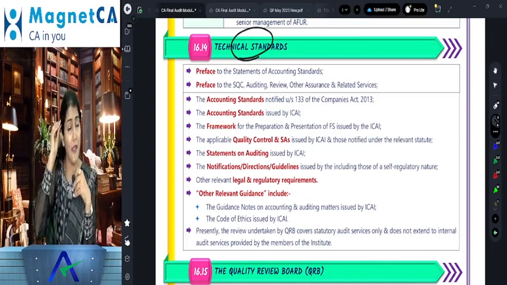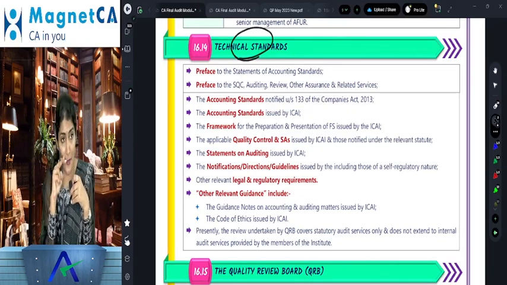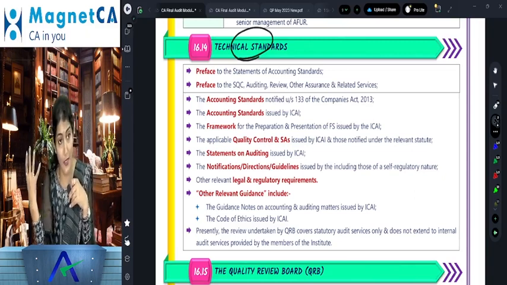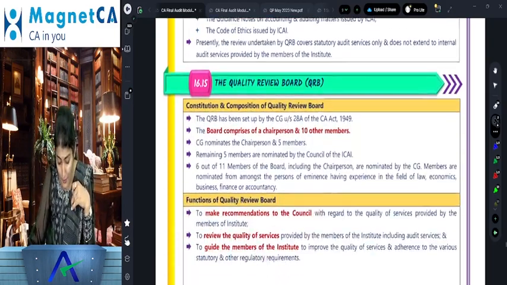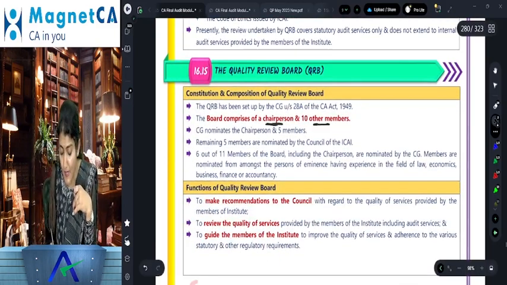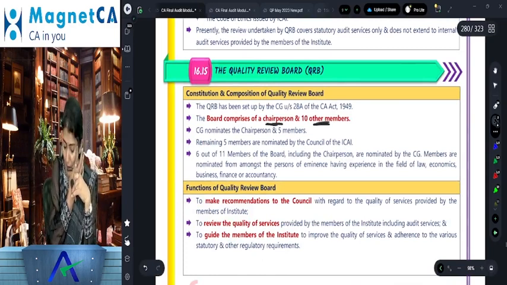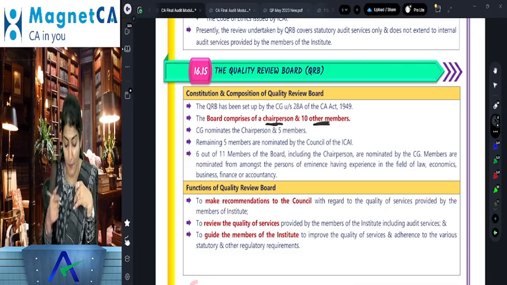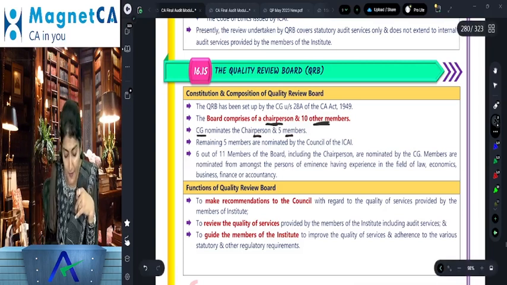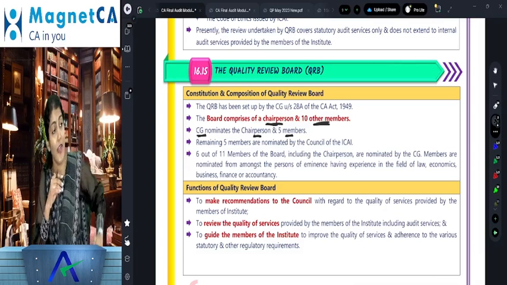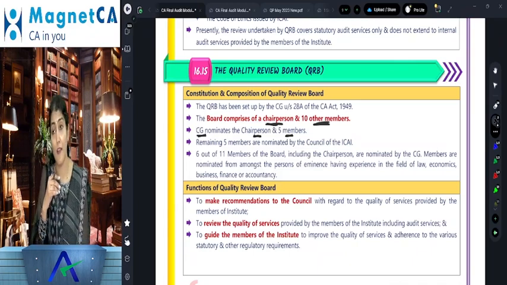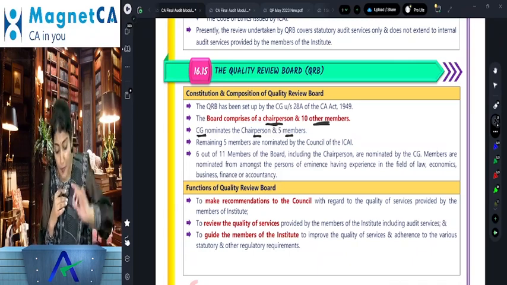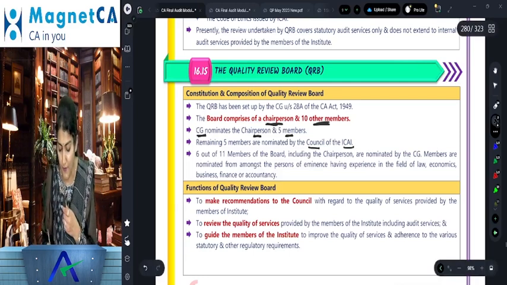Do you remember PRB? Minimum 6 members, maximum 12 members. 50% should be council members. Other individuals of high integrity and reputation could also be appointed. Now here what does it say? Quality review board. The board comprises a chairperson and 10 other members. Chairperson and 5 members are nominated by the central government. Their chairperson has to be a member of the council of ICAI. Your chairperson and the 5 members are first nominated by the central government and the remaining 5 members are nominated by the council of the ICAI.